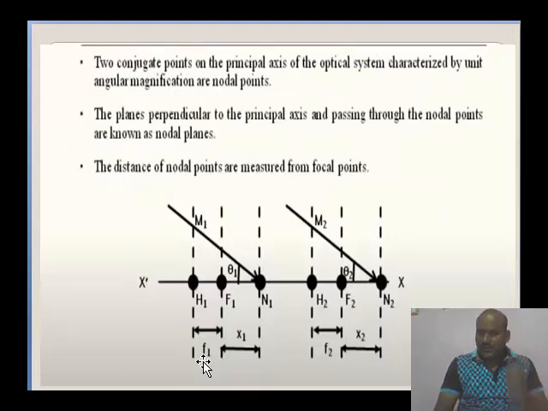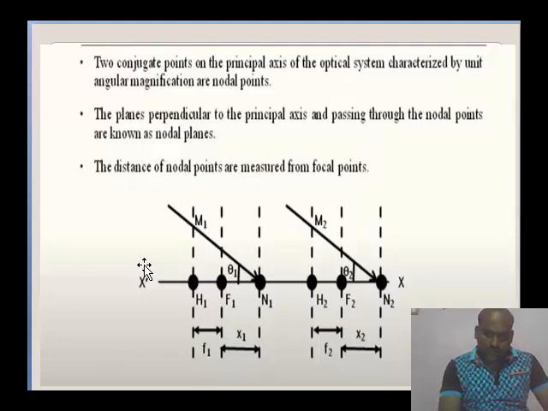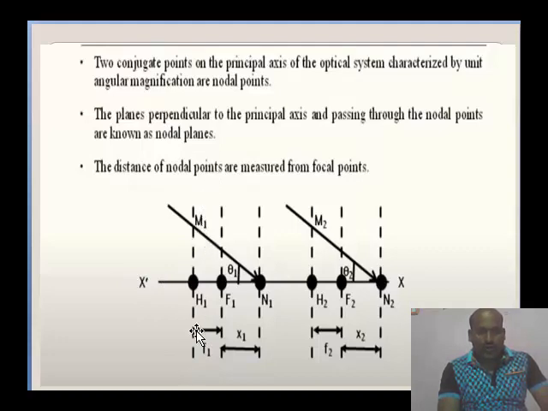Now the last one is nodal points and nodal planes. Here first you draw the principal axis, that is X and X dash, and draw the plane. M1 H1 and M2 H2 are the principal planes, and also you take the principal point, draw the perpendicular line or parallel to this M1 H1 and M2 H2, take the point F1, and draw another line, that is N1.